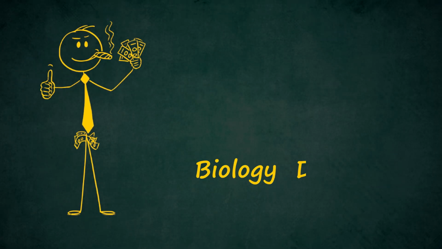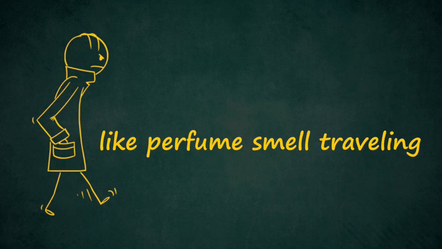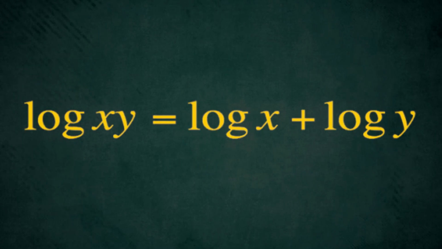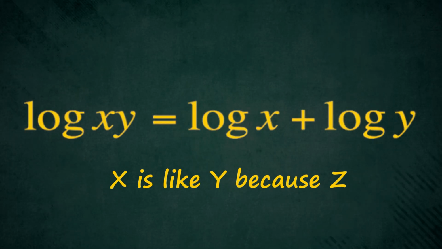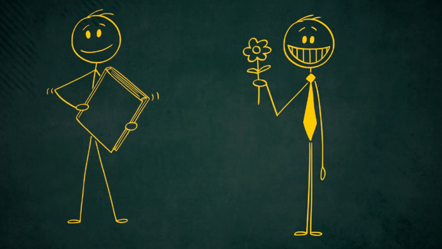Mini example: biology, diffusion. Diffusion is how particles spread out from crowded places to less crowded places, like perfume smell traveling across a room. Pro tips: analogy formula. X is like Y because Z. Whiteboard rule: if you can't teach it on a blank page in 5 steps, you don't get it yet.